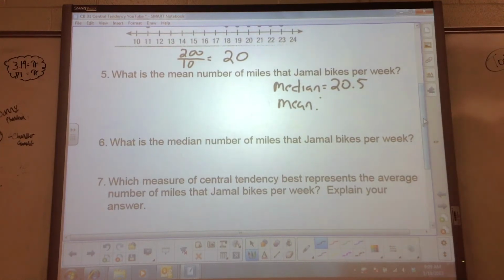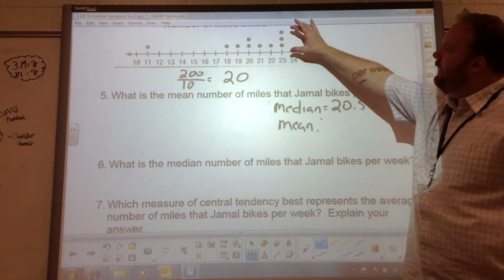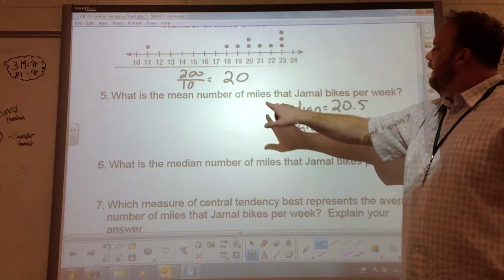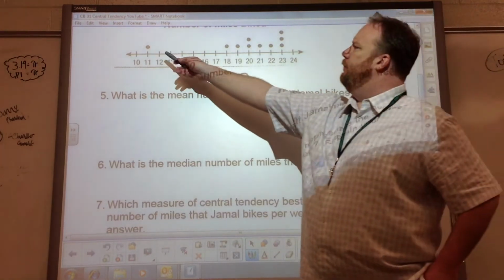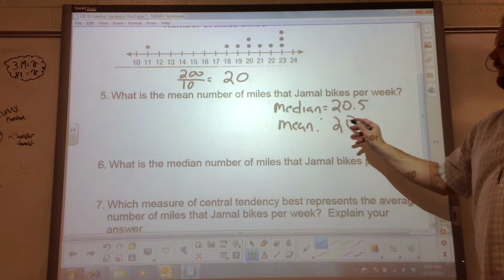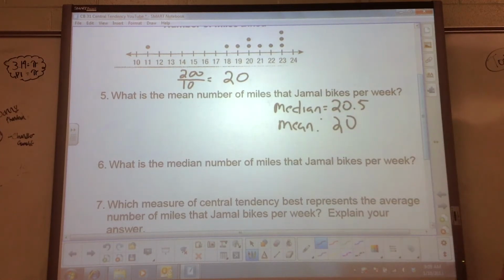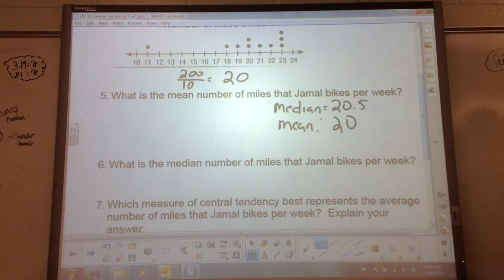Which measure of central tendency best represents the average number of miles that Jamal bikes per week? The mode occurs the most, it's 23. That might be a little bit too high, okay? However, the mean and the median actually look like two pretty good numbers. Even though you have this outlier that's bringing your average down a little bit, I think the best number would probably end up being the median. But I think either one of these would be just fine. The mode, on the other hand, doesn't really give you the best idea, because even though it occurs the most, the average is somewhere closer to 20. Okay.